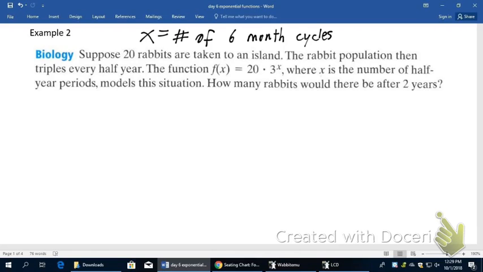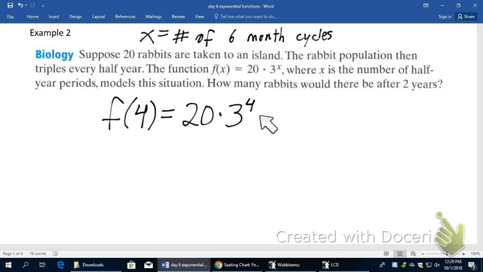Now I'm ready to evaluate the function for f of 4, because there will be 4 6-month cycles over 2 years. So I've got to be careful not to use how many years it is, and actually use how many cycles have taken place. So 20 times 3 to the fourth is going to give me my answer. Now in my calculator I just type in 20 times 3 to the fourth to get my answer. And that is 1,620 after 2 years would be the rabbit's population.